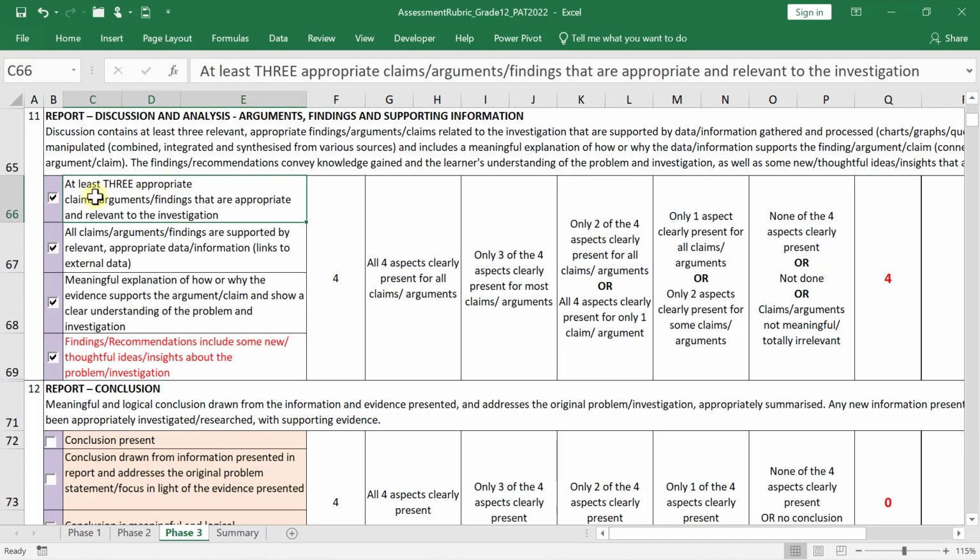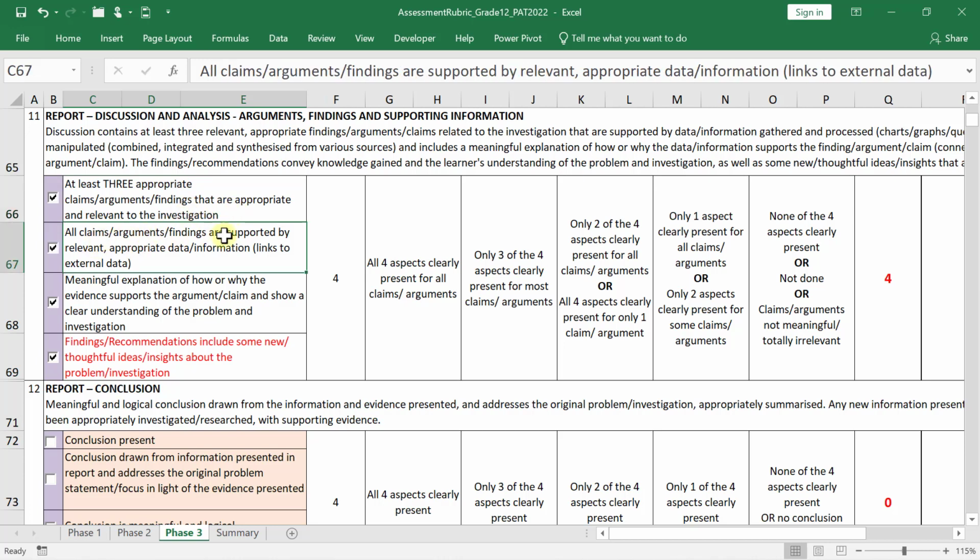So at least 3 claims that are appropriate and relevant to the investigation. The reason I would subtract this mark is if someone puts in a claim or a finding that actually says something like, this is how many respondents filled in my form. And I'm like, I don't care how many people filled in your form. That is not an appropriate finding for the investigation. Like how many people per gender filled in the form. That's not an appropriate finding.